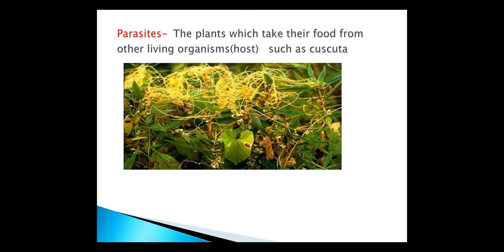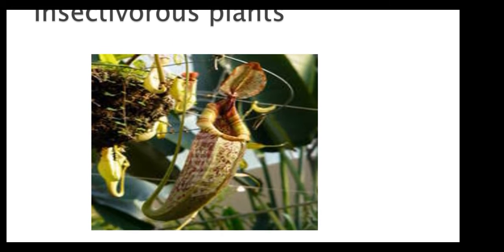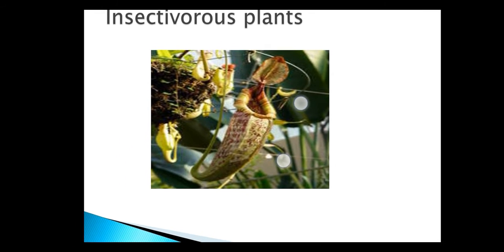There is one more category of parasites, that is insectivorous plants, the plants which feed on insects. You have already studied about it: pitcher plant and Venus flytrap. This is a pitcher plant, the plant which has its leaf in the form of a lid. When an insect enters it, the lid closes and the insect is digested inside by the digestive juices. So this is also a parasite because it feeds on a living organism.